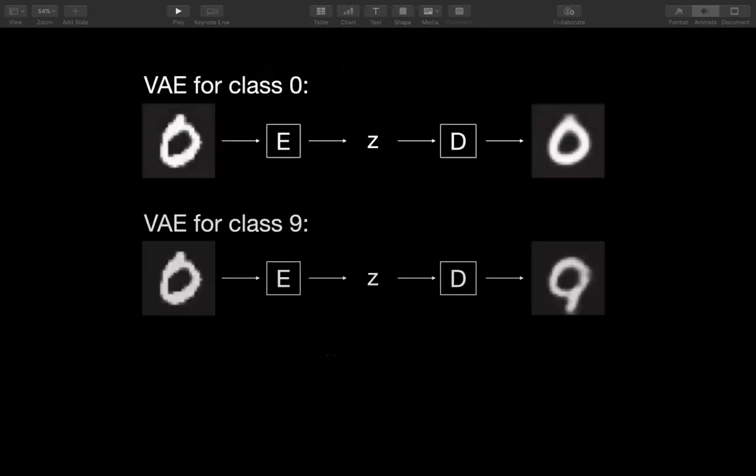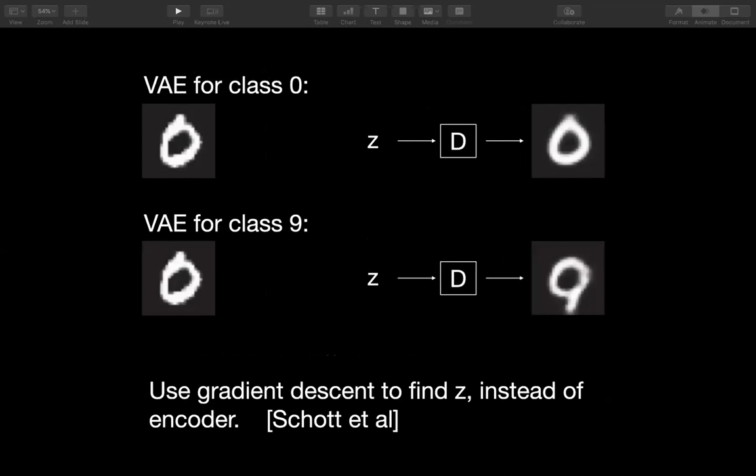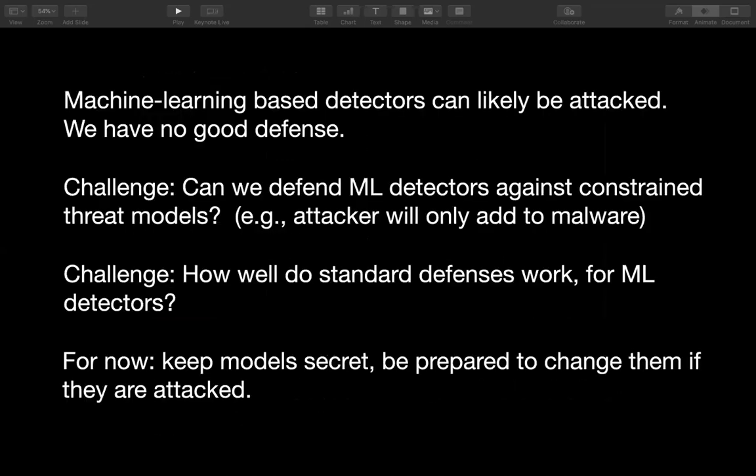I'm going to jump on to some concluding remarks and research challenges for those of you interested in adversarial examples in the space of detecting attacks. I think all of our machine learning based detectors can probably be attacked with adversarial examples. We don't have a whole lot of work on validating that, but we've seen some papers that have started to validate that.